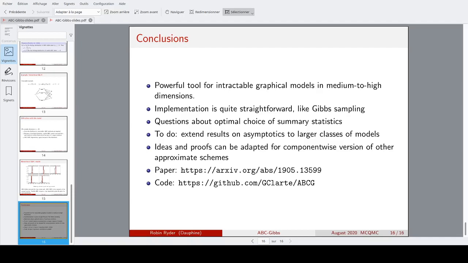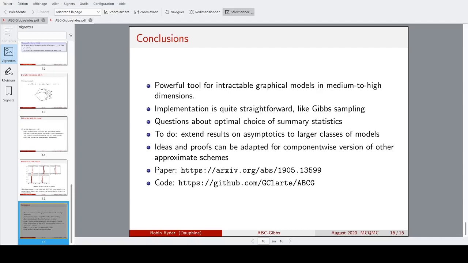It does raise questions about the optimal choice of summary statistics, so these lower dimension summary statistics. How can you choose them optimally if you don't have expert knowledge? We'd also like to extend the theoretical results on asymptotics to larger classes of models.